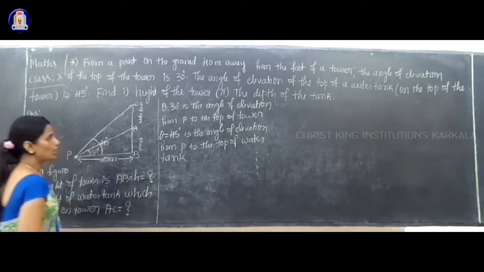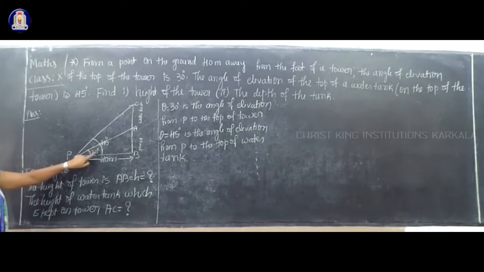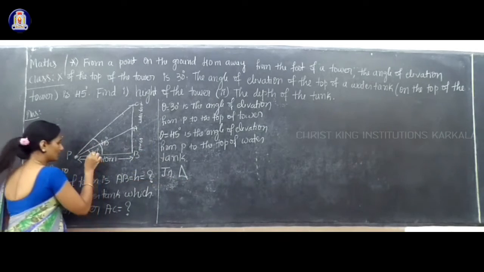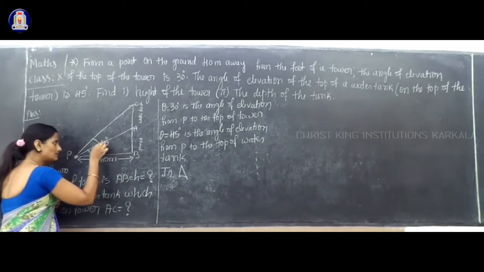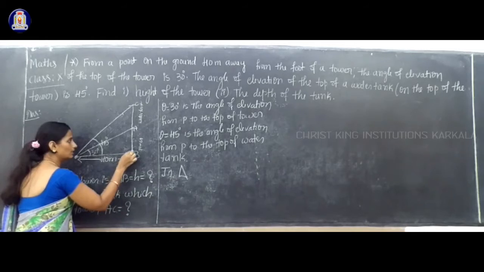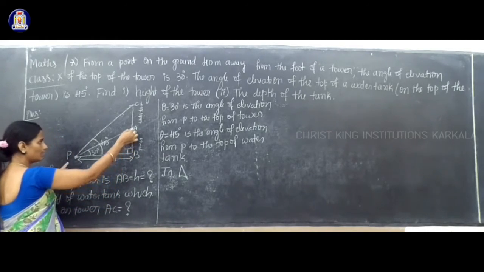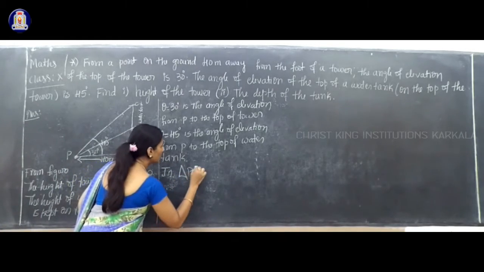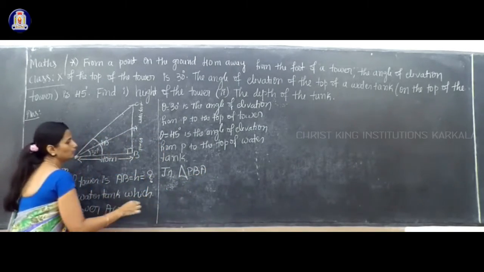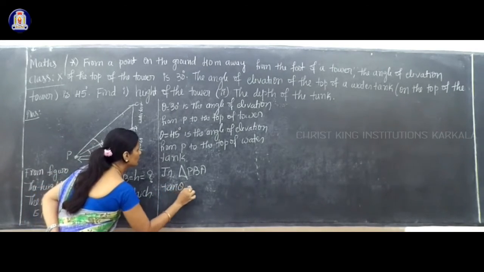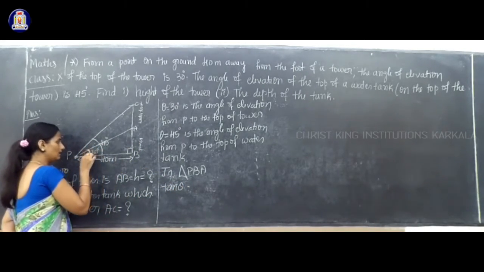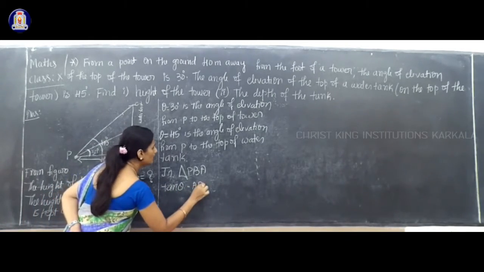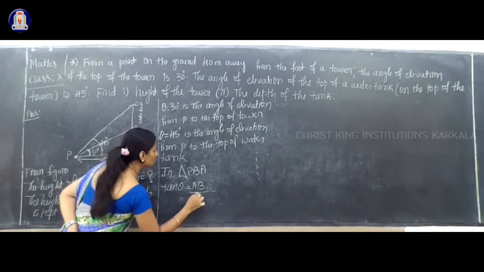So already I showed how to calculate. First use 30 degree. In the right angle triangle, which right angle triangle? 30 degree means this is your right angle triangle, PBA. So in triangle PBA, which formula? Tan theta is equal to opposite side divided by adjacent side. So AB divided by the adjacent side PB.